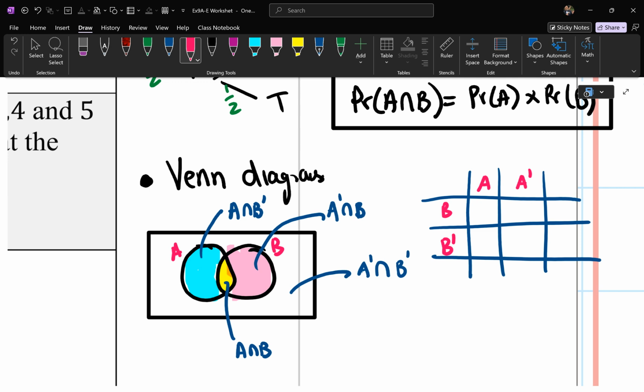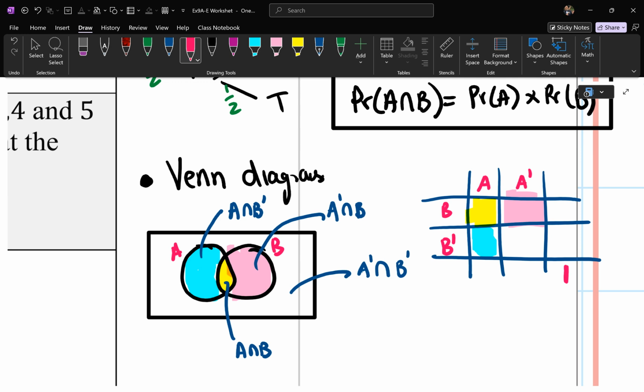A intersection B is the yellow region. B, but not A, represents the red region. A, but not B, represents the blue region. And then not A, not B, represents the white region. If this is confusing you, you've got to go back and revise. This is year 7 to 10 mathematics probability. Year 9, I'm pretty sure I taught that last year. And we know that all the probabilities should add up to 1.